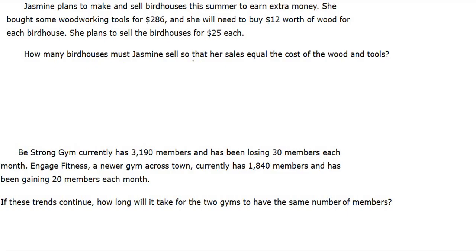So we want to find out how many birdhouses Jasmine must sell so that our sales equal the cost of the wood and tools. So we really want the cost to equal her sales. So we want to find out when this is the same. The cost is $286, the one-time fee. She bought some tools, and then she bought $12 worth of wood for each birdhouse.